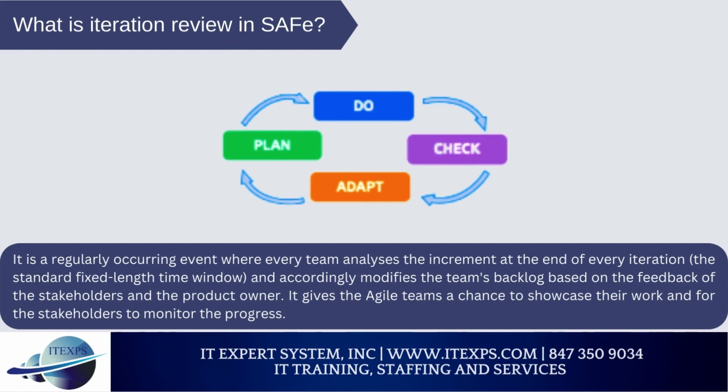What is iteration review in SAFe? It is a regularly occurring event where every team analyzes the increment at the end of every iteration, the standard fixed-length time window. It accordingly modifies the team's backlog based on the feedback of the stakeholders and the product owner. It gives the Agile teams a chance to showcase their work and for the stakeholders to monitor the progress.